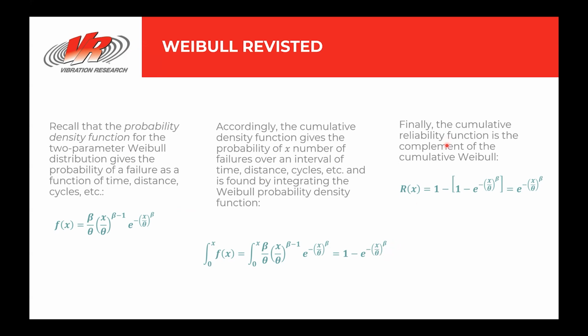So finally, the cumulative reliability function, which is the complement of the cumulative Weibull, r of x is equal to 1 minus the result of this integration, which is 1 minus 1 minus e to the minus x over theta to the beta, which in the end just boils down to e to the minus x over theta raised to the beta. So the Weibull slope and characteristic life and number of failures gives us the reliability.